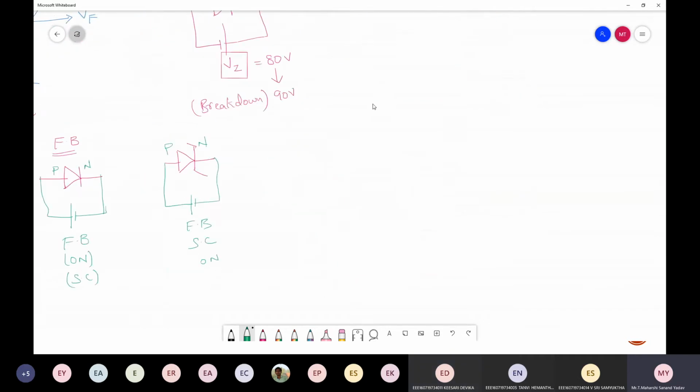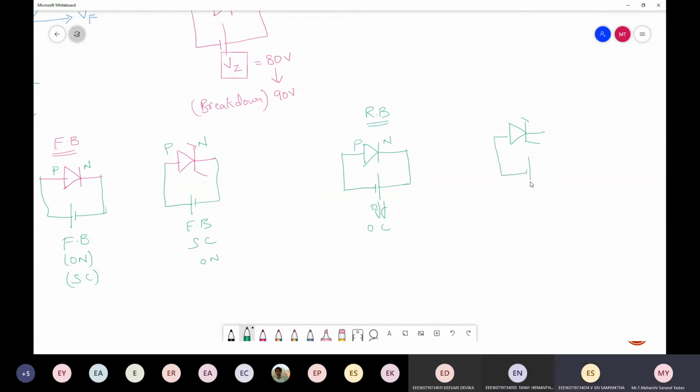Now, the next case is reverse bias. If it is a PN diode, P is connected to negative and N is connected to positive. Now tell me the condition. Is it on or off? Off, sir. So this is off, which means open circuit.